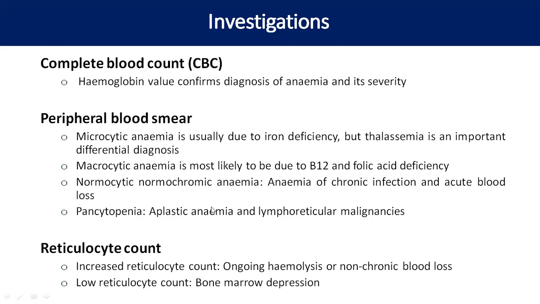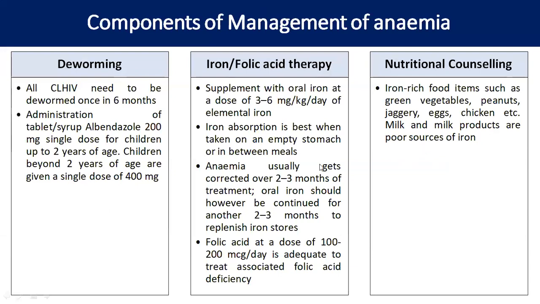While we look at the CBC and peripheral smear, do look at the reticulocyte count. Increased retic count indicates that the marrow is functioning, and it could be because of chronic blood loss or AIHA. Coming to management of anemia, one needs to deworm these patients, and they should be dewormed once in 6 months.